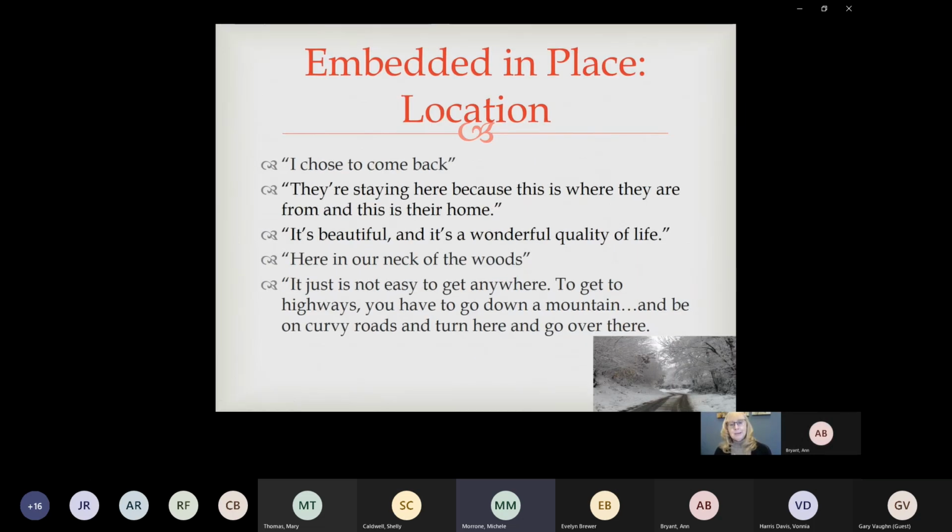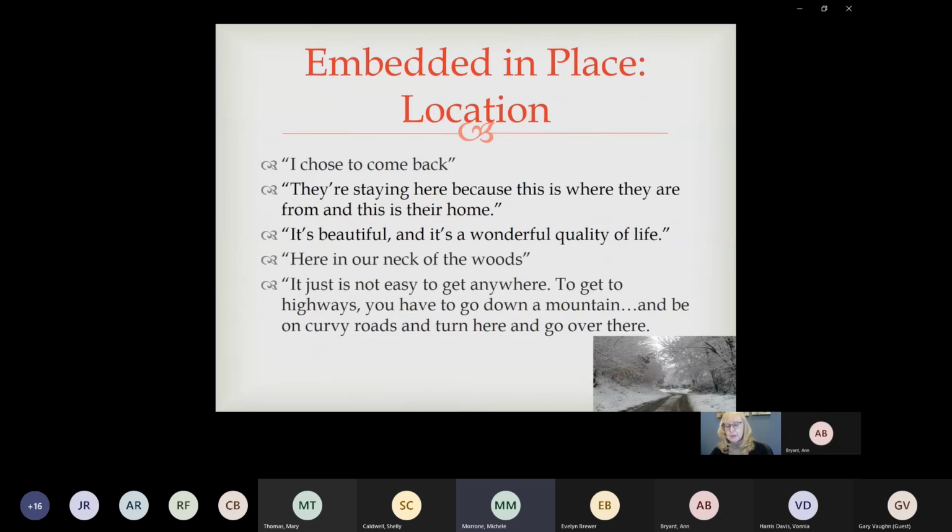The first embedded sub-theme was location. It's where the nurse lived and worked. One participant clearly identified the option of being somewhere else and the rationale to return. It was a choice to be a nurse in this area. "I could have gone somewhere else, but I chose to come back to this just simply because of family roots." Another participant revealed a rationale for staying and never leaving. "It's like when people are born and raised in the area and their families are here and their roots are here and they're staying here because this is where they're from and this is their home."